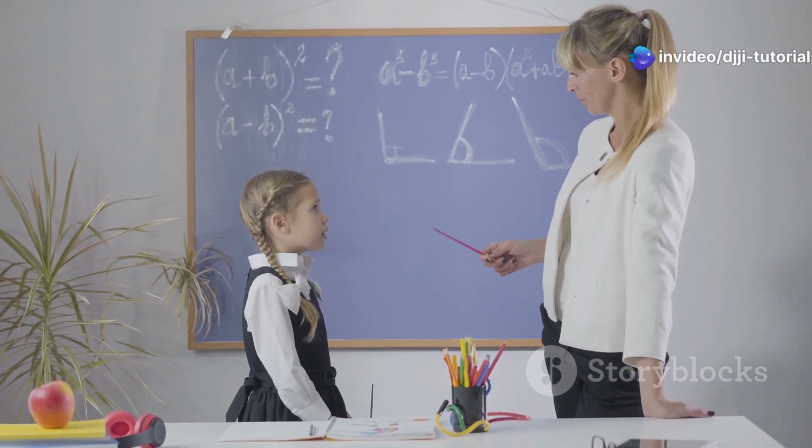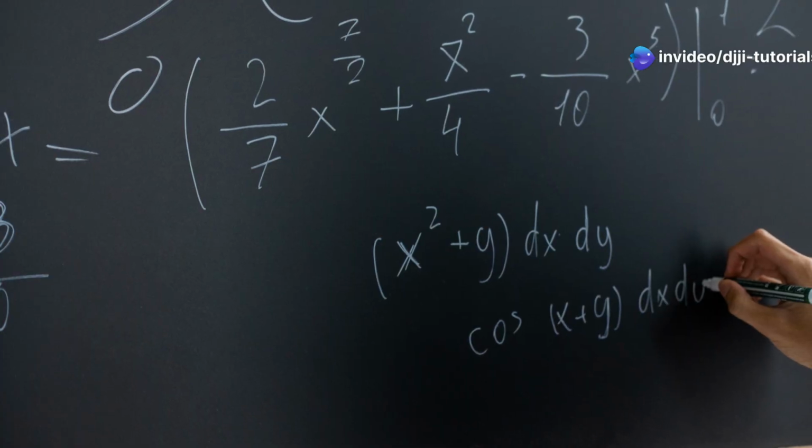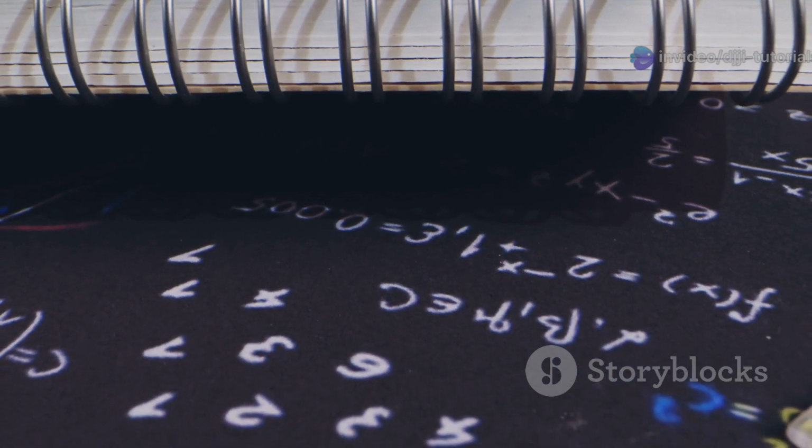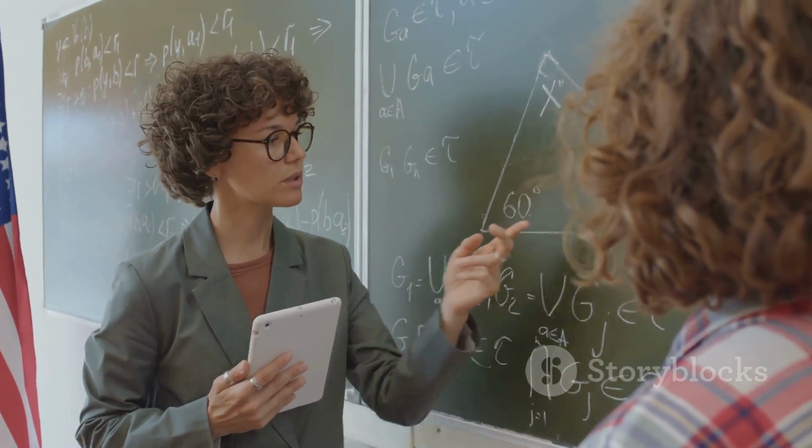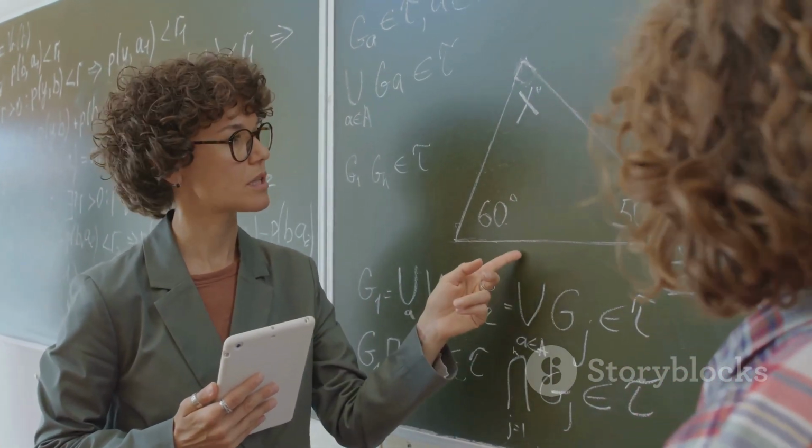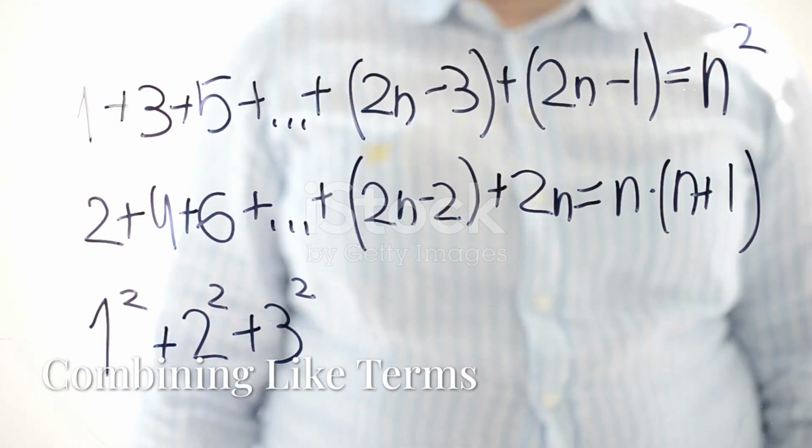Next, let's identify the like terms in our expression. We have 2x, 5x, and negative 2x squared. Here, 2x and 5x are like terms because they both have the same variable raised to the same power.